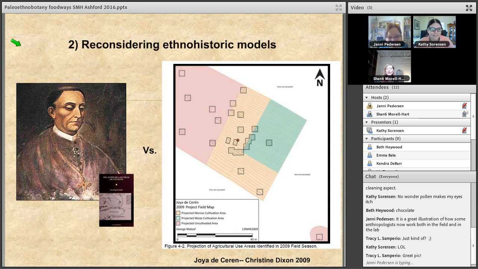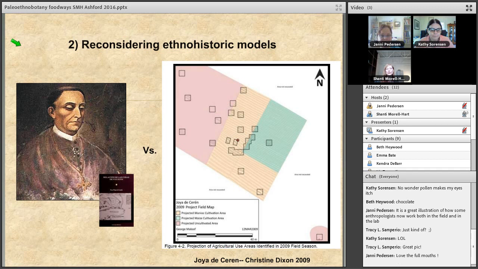So another finding from my dissertation had to do with thinking about ethnohistoric models. If we take the work of a friar from the northern Yucatan Peninsula, Fray Diego de Landa, who wrote a lot about daily life and ritual life in the northern Yucatan in the 1500s. That's a whole other story that I'll set aside for the moment.